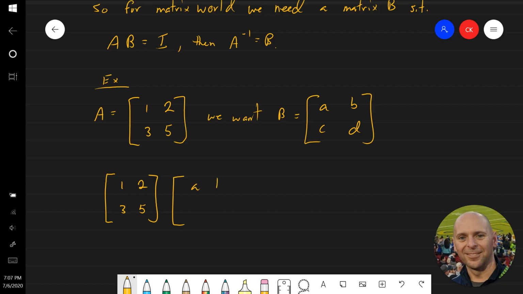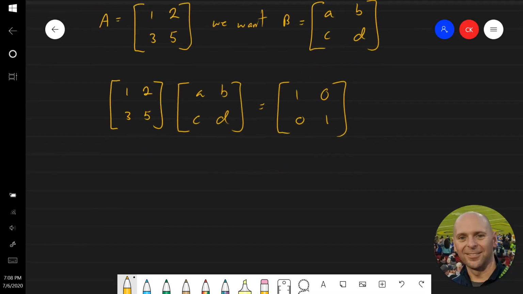So A, B, C, D. And after we do that multiplication, we want the 2 by 2 identity that looks like this. So here's our setup for how we would initially think about trying to find that inverse. And we'll use some information that we've developed earlier so we can express B and I in column form.